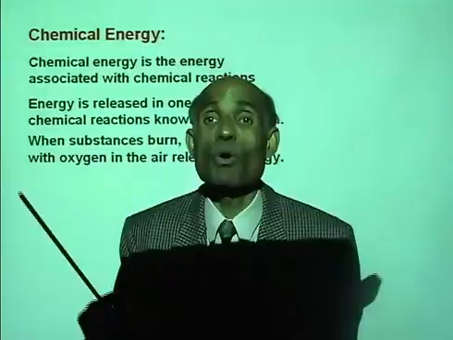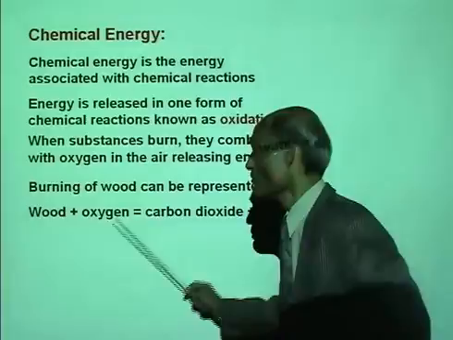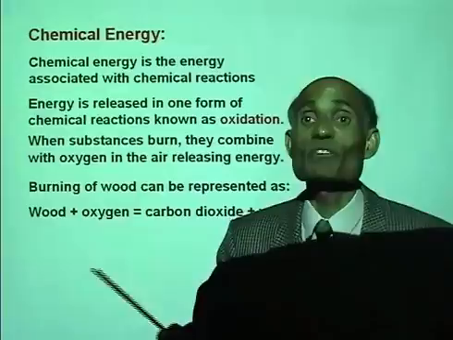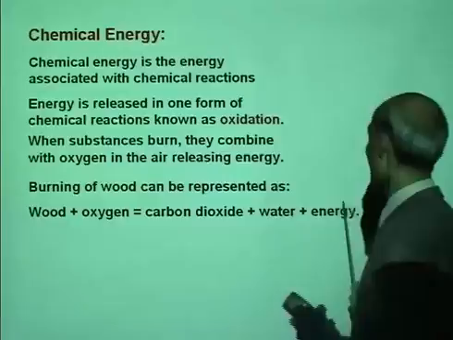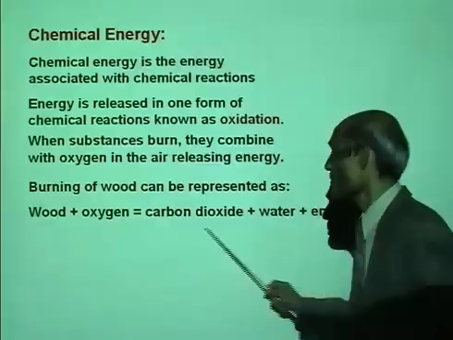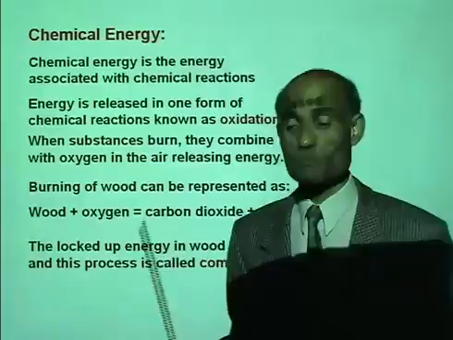So burning wood can be represented, look at this, wood plus oxygen. Now, when wood combines with oxygen, what are the things that are produced? Carbon dioxide is produced. Anything when it burns, one byproduct is carbon dioxide and water, that is harmless, and a lot of energy. This is the equation, we call it the chemical equation. Wood reacting with oxygen produces carbon dioxide, water and energy, large amount of energy. The locked up energy in wood gets released. And this process is called combustion.